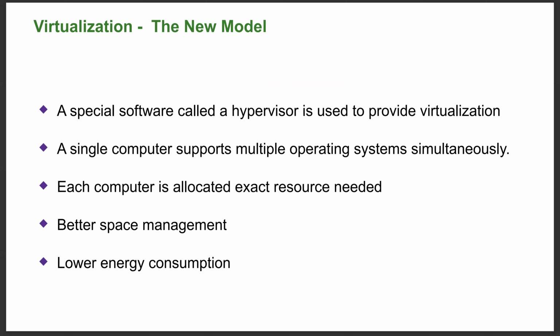This hypervisor is used to allow multiple operating systems to be deployed on a single device. By doing that, each operating system can operate as a computer, and that computer then can be allocated the exact amount of resources that is needed. Using virtualization means having one server that can hold multiple operating systems. Therefore, since we're using one server, we're now making better use of the space, so we have better space management. Again, it's a single server and therefore lower energy consumption is achieved.